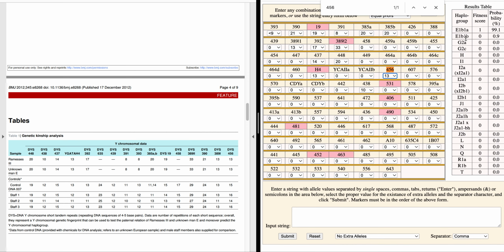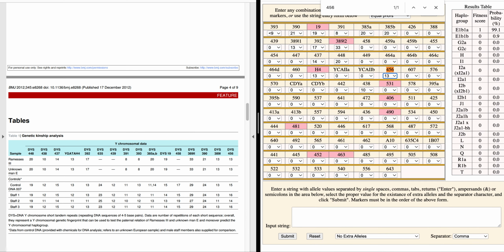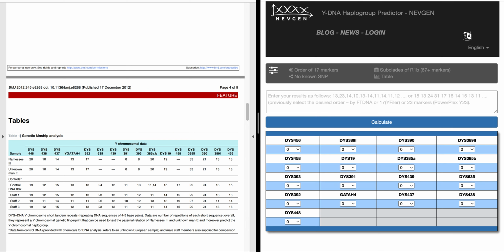As you can see, the haplogroup predictor for Athey shows that he has a probability of 99.1% for E1b1a with a fitness score of 1. So with that being said, we're going to go to NevGen.